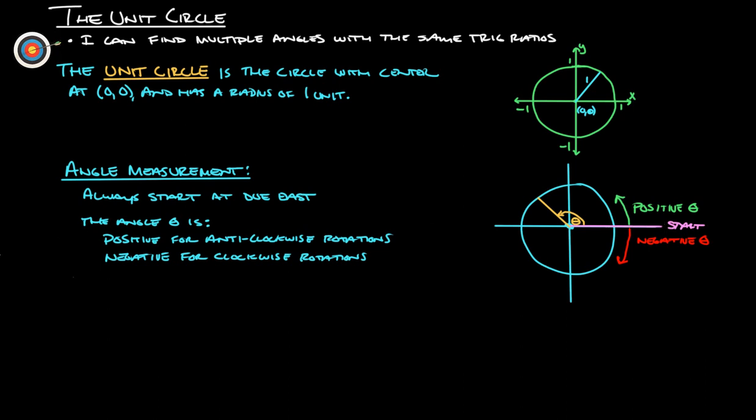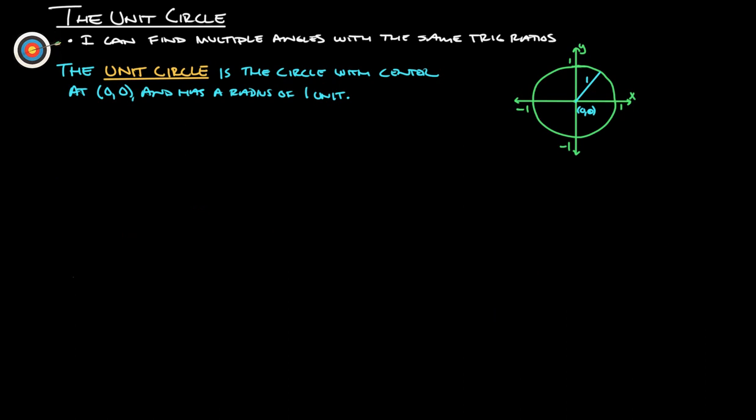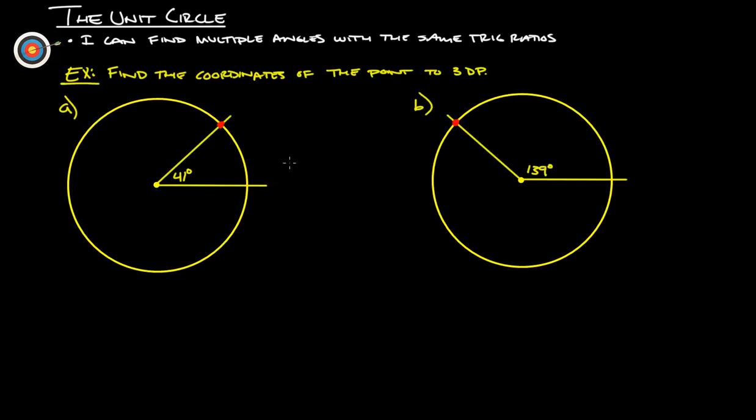Okay. So let's now take a look at some examples here. I think this is going to help make this make a little bit more sense. So what we're going to do here is find the coordinates of this red point here, to 3 decimal places. We're going to have a coordinate here with an x and a y, and we've got to find that distance x and that distance y for this coordinate.